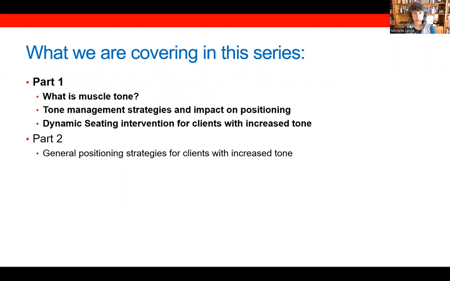So this is the first of 2 courses in a series on this topic. In today's course, we're going to talk about just what is muscle tone, tone management strategies and their impact on positioning, and then dynamic seating intervention for clients with increased tone. In part 2, and we have not yet determined the date of that course, general positioning strategies for clients with increased tone will be reviewed.